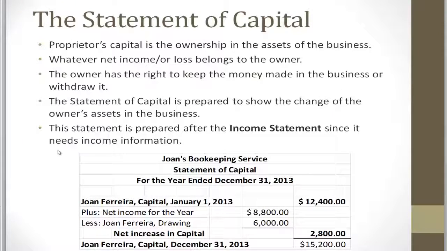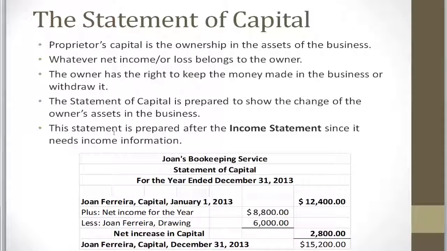The statement of capital is a report that provides information on how the proprietor's capital has changed throughout the business. As we said before, proprietor's capital is the ownership in the assets of the business, and whatever loss or gain the business had during that period belongs to the owner. In this case, the owner also has the right to keep the money made in the business or take it out of the business through a drawing or a withdrawal. The statement of capital is prepared to show the change in the owner's asset in the business during an accounting period.